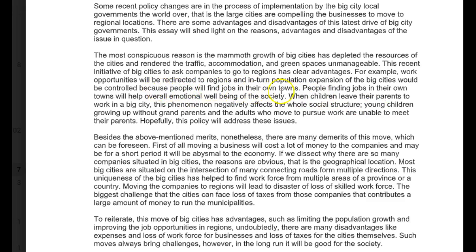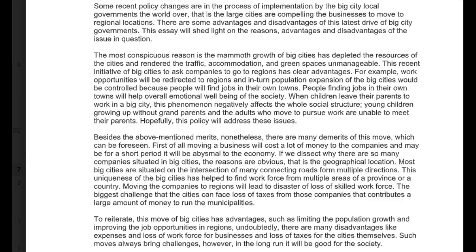Now, there was another place where you used something, I think it was this: "People will find jobs in their own town. People finding jobs in their own town." So this was a great opportunity for you to use a cohesive device. And I'll see if I can think of a couple to show you by way of example how you could do this. And it would make your writing flow a lot better. It would make it sound more grammatically sophisticated and link together your ideas in a much more fluid way.